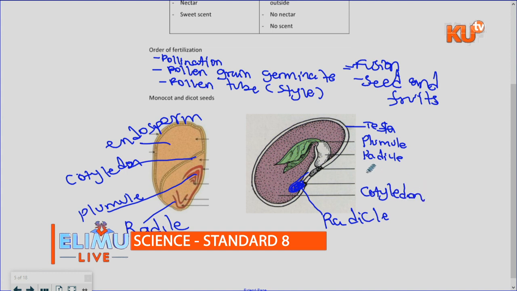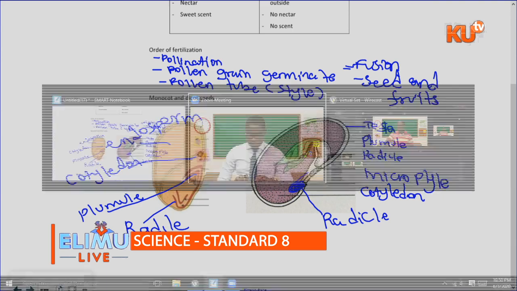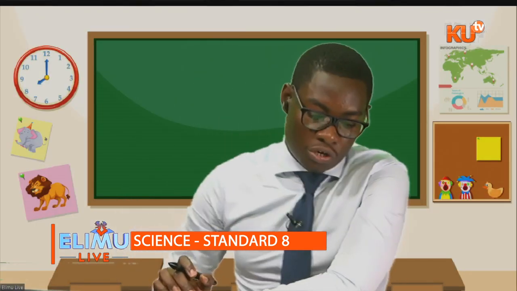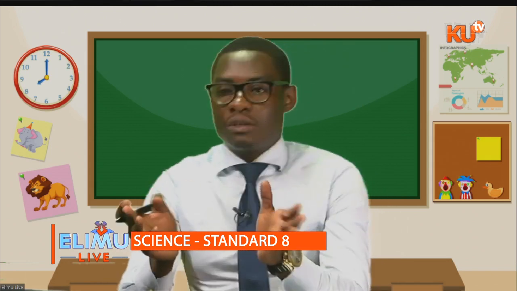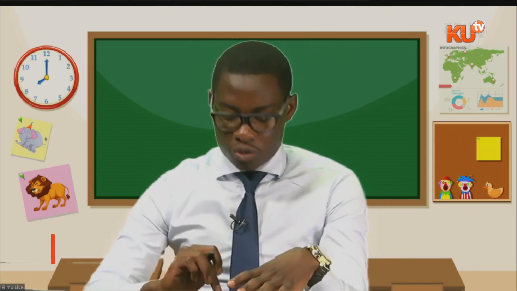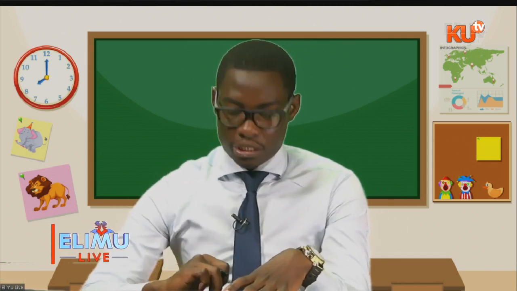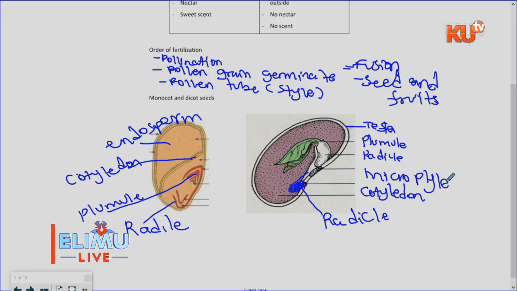We have the micropyle, which allows air and water into the seed during seed germination. Those are parts of a monocot seed and a dicot seed. A monocot has one cotyledon and a dicot has two cotyledons. So you can look at the two as we move very fast.